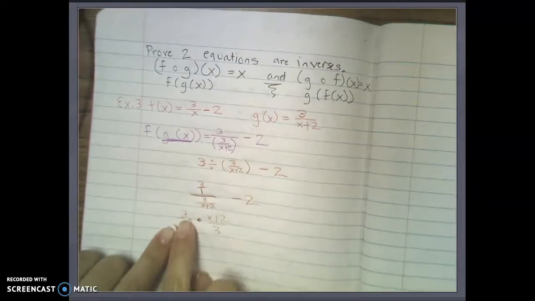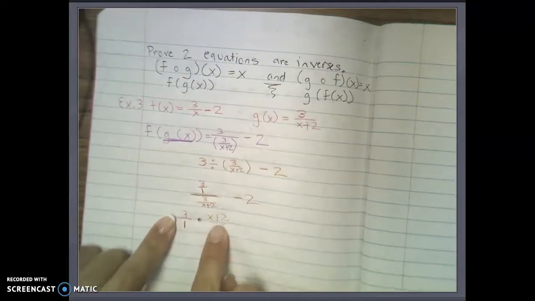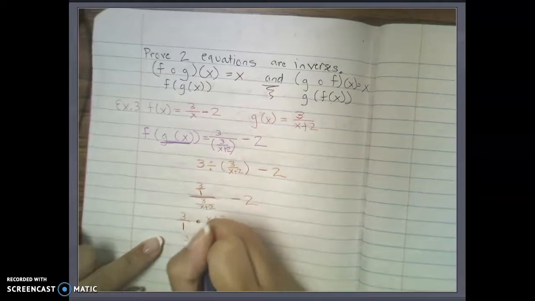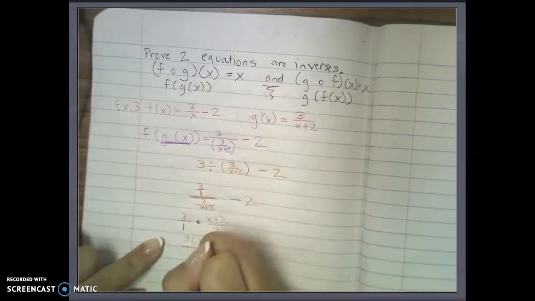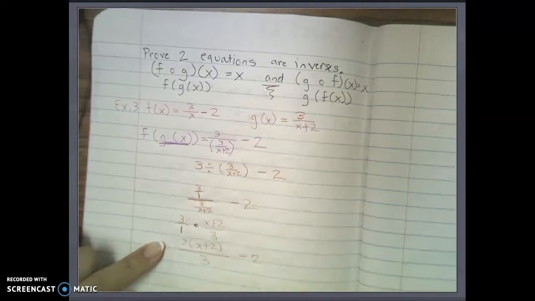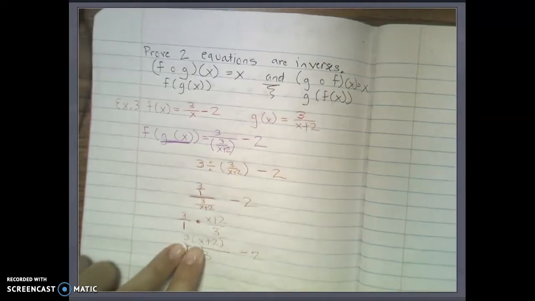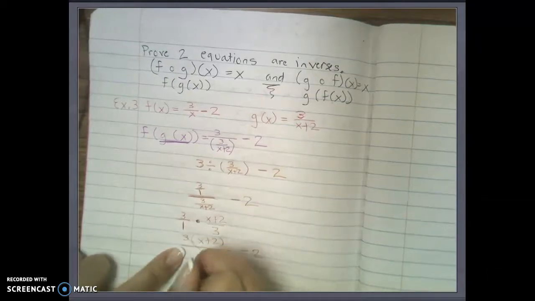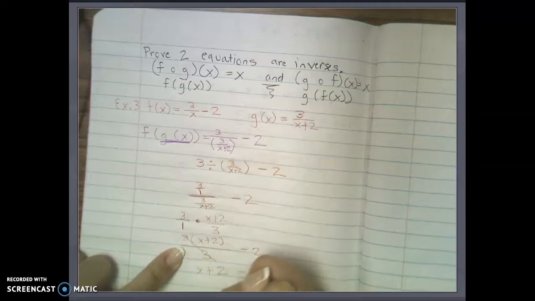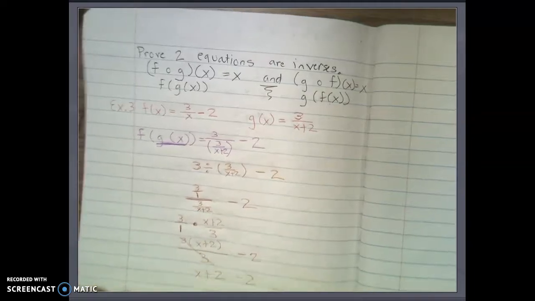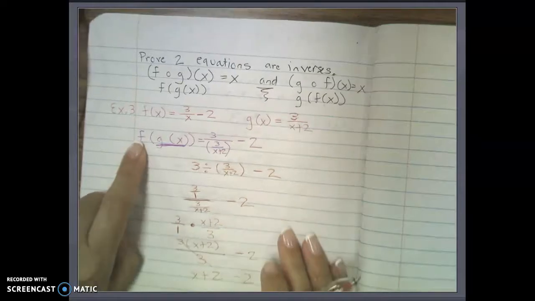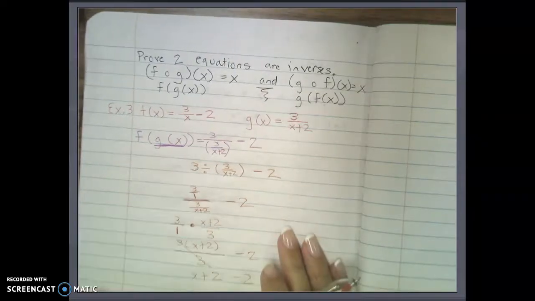When you do that, you can just multiply 3 times x plus 2, all divided by 3 minus 2. When you multiply by 3 and then divide by 3, those are inverses, so they cancel each other out. X plus 2 minus 2, 2 minus 2 is 0, so we're left with x. So we proved that f of g of x is equal to x.